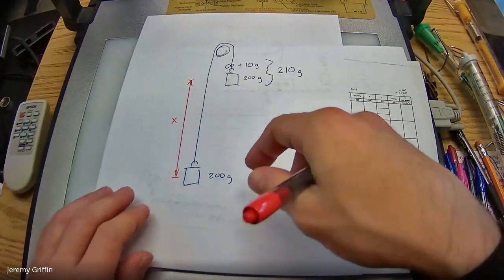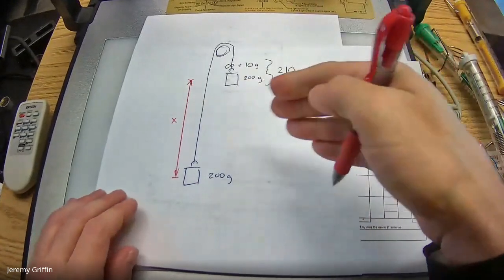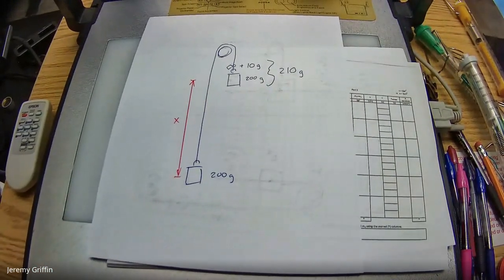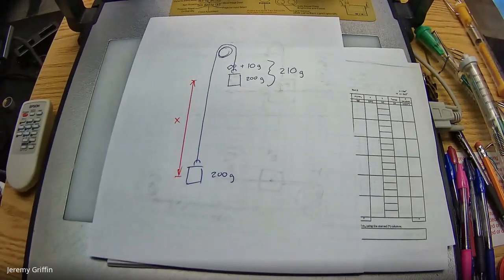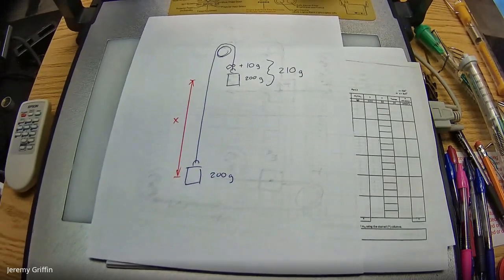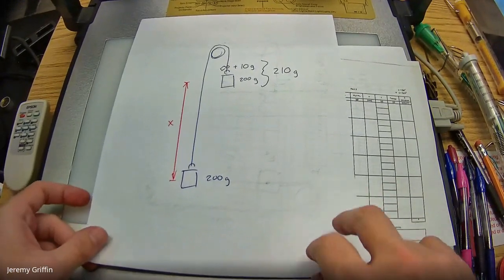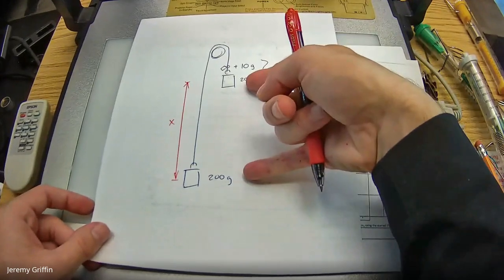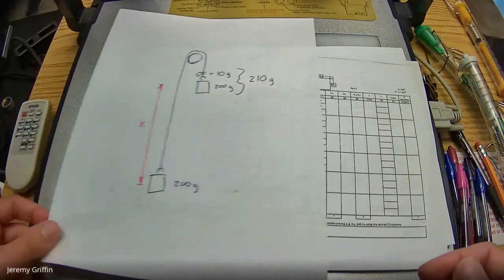You guys see, the longer string you use, the easier it's going to be to time. If this is at least a meter long, then that'd probably be pretty easy to time. If it's like 20 centimeters long, it's going to go super fast and that'd be kind of hard to do. So that's one tidbit: if you use a pretty long string, at least a meter long, that'll help you out.